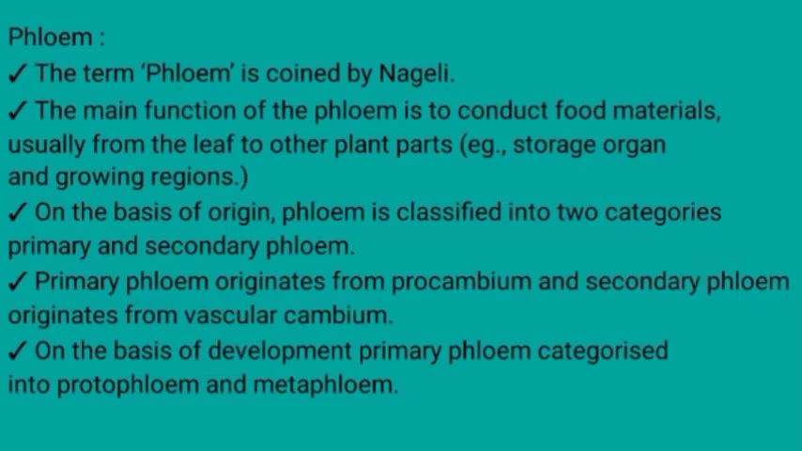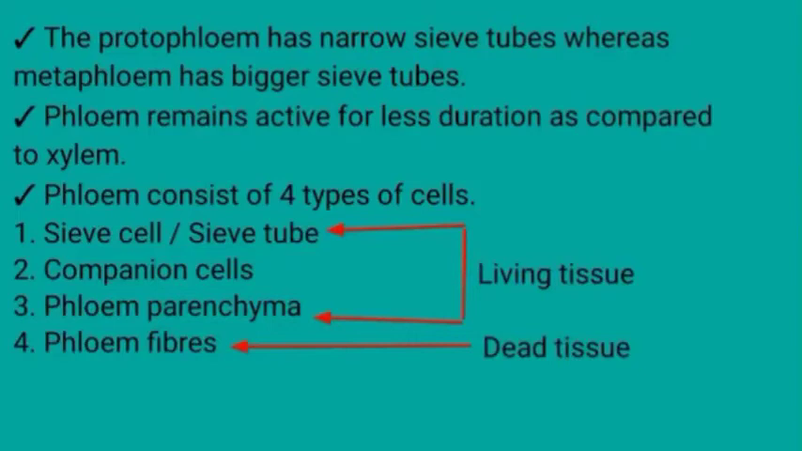On the basis of development, primary phloem is categorized into two types, protophloem and metaphloem. The protophloem has narrow sieve tubes, whereas metaphloem has bigger sieve tubes. Here you have to remember one thing: protophloem is first formed phloem, metaphloem is next formed phloem. Phloem remains active for less duration as compared to xylem.